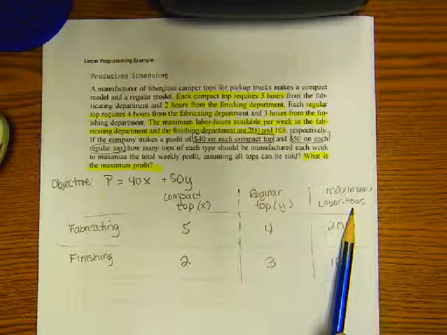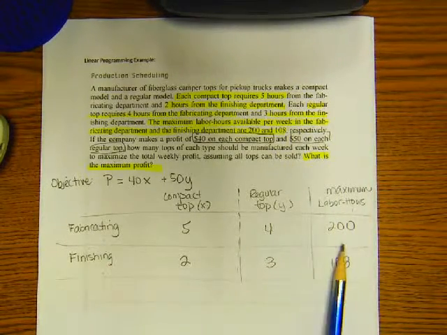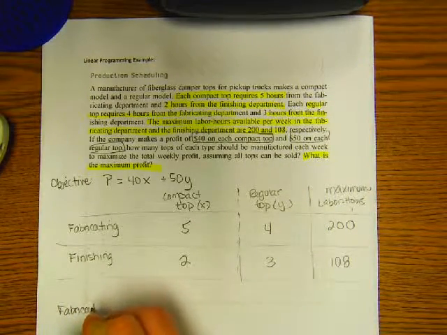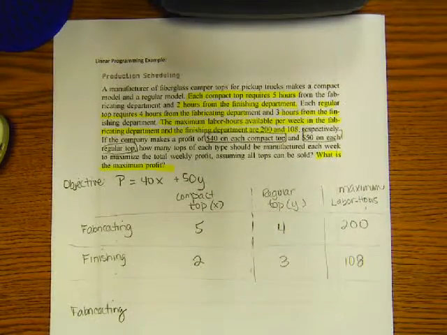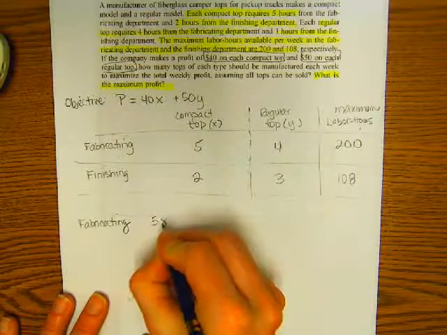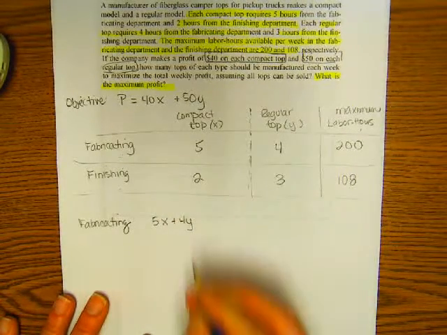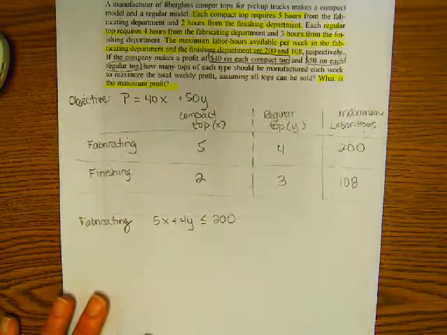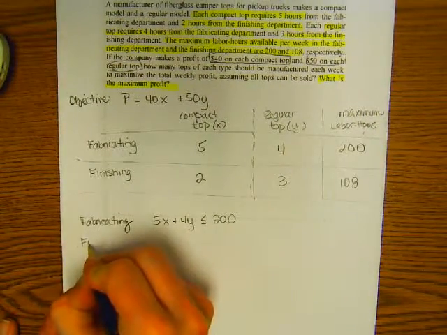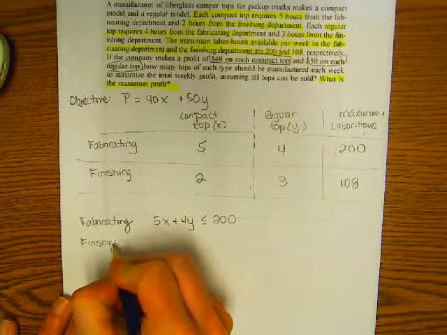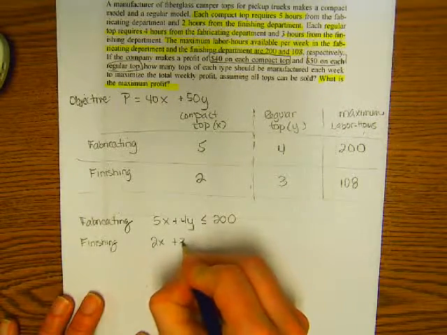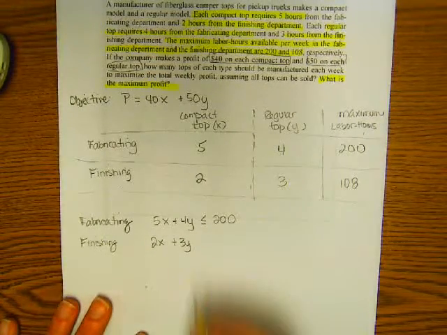All right, so let's write an inequality for fabricating. What would it be? 5x plus 4y is less than or equal to 200. For finishing, 2x plus 3y is less than or equal to 108.